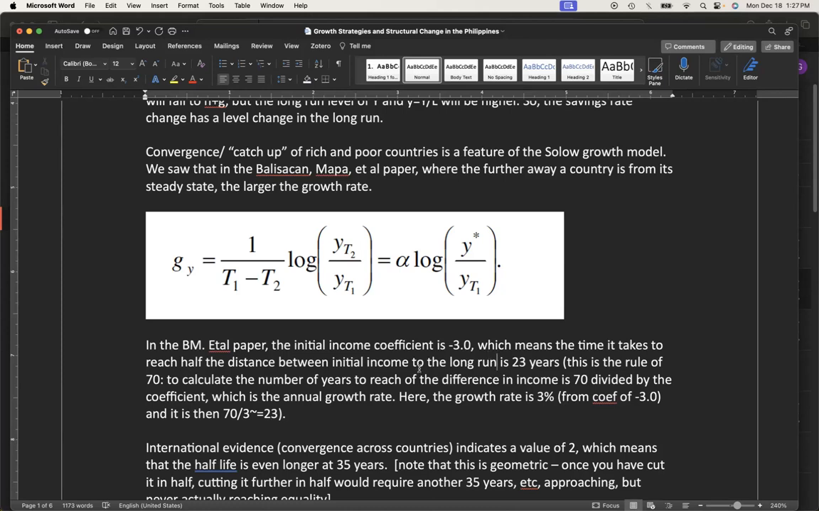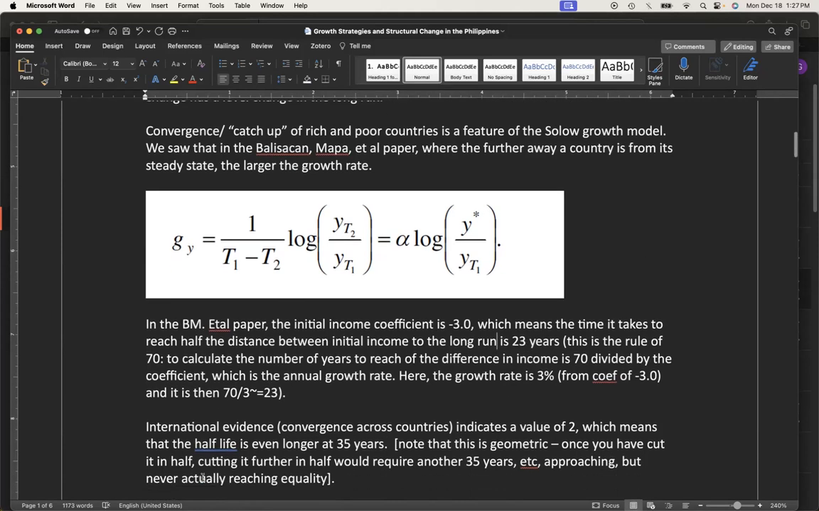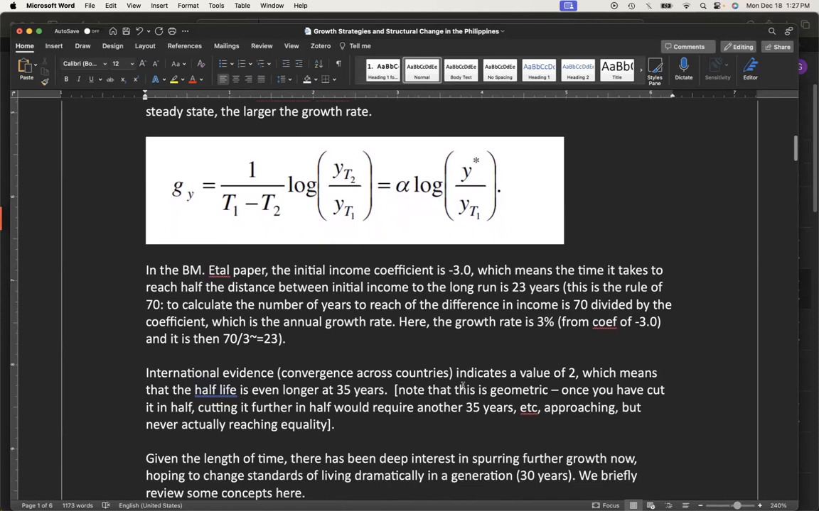It's called the half-life. How long will it take to reach half the gap between the initial income and the long run? And that's 23 years. So that's pretty long, actually. International evidence on convergence across countries indicates a convergence value of 2, which means that the half-life is even longer, at 35 years.